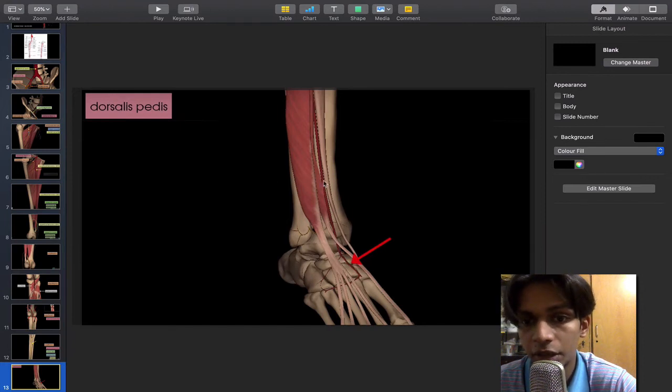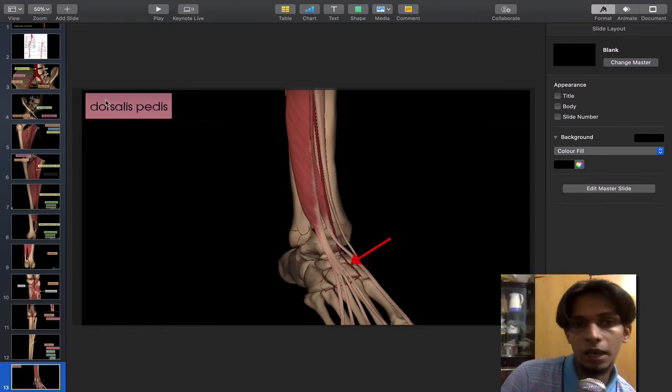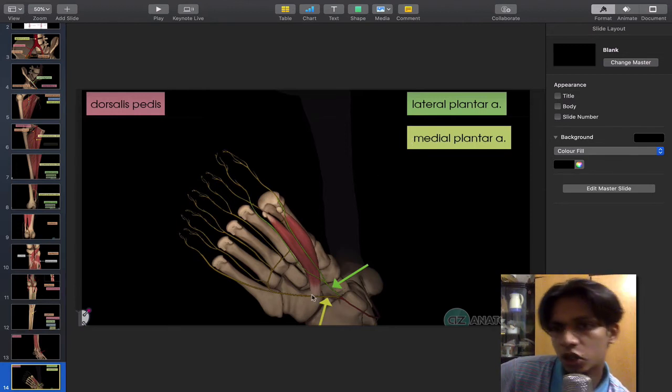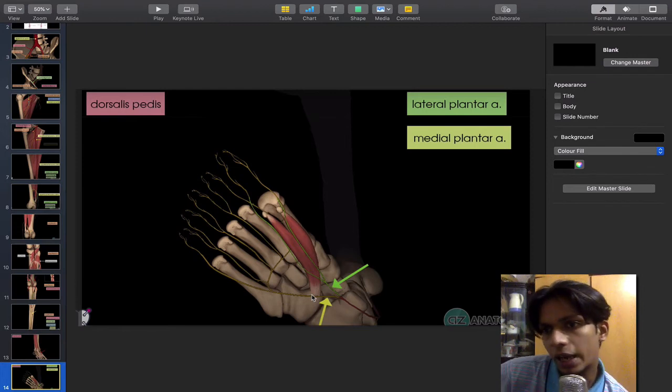The anterior tibial artery lies down and forms the dorsalis pedis artery, which supplies the superior surface of the foot, while the dorsalis pedis, lateral plantar artery and medial plantar artery are the three arteries of the foot, from which medial plantar artery and lateral plantar artery are the arteries which lie in the inferior surface of the foot or the plantar surface of the foot.